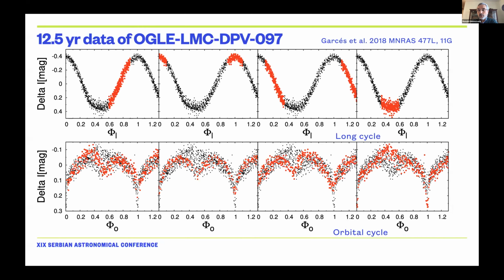Please notice that during the minimum, the secondary eclipse disappears from the orbital light curve. This is a very notable, very remarkable fact. And we also note here that during the ascending branch, the first quadrant is brighter, but during the descending branch, the second quadrant is brighter compared with the other one. So some changes are observed happening in the orbital light curve during the occurrence of the long cycle.